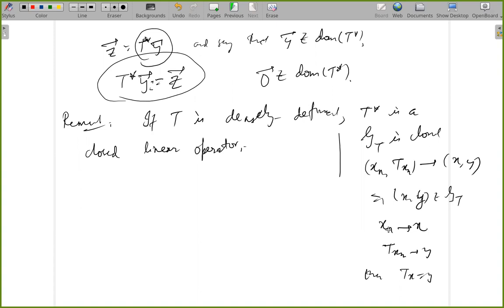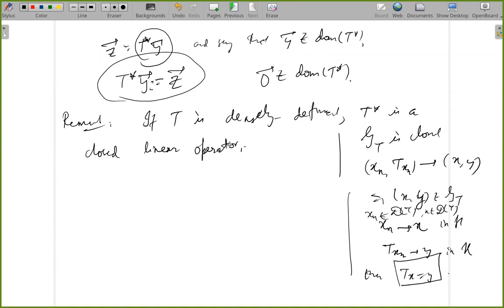The graph being closed means if xn goes to x in H, and Txn goes to y in K, then T of x must be equal to y. Of course, I should say xn belongs to the domain of T and so on, and x also should be in the domain of T. Otherwise, this definition will not make sense because we are all staying within the graph of T, and all the first coordinates of the graph of T consist of elements in the domain of T. So that's just interpreting what the condition of the graph being closed means.